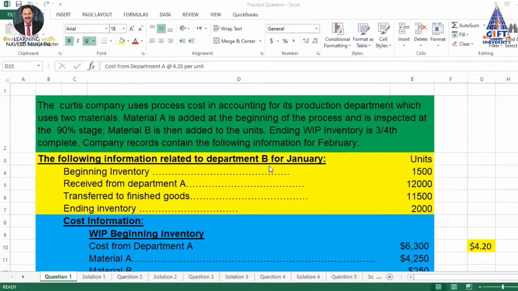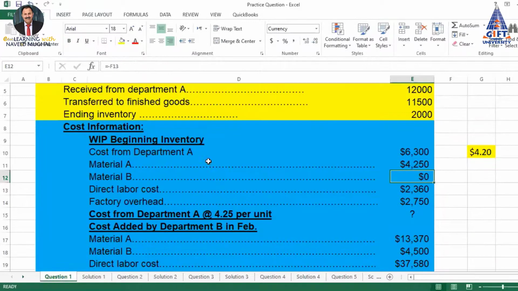So here is the unit summary: beginning work in process 1500, received from department A 12,000, transferred to finished goods 11,500, ending work in process inventory 2000. This is the unit summary, which has been prepared by the production manager. So here we have the cost summary.